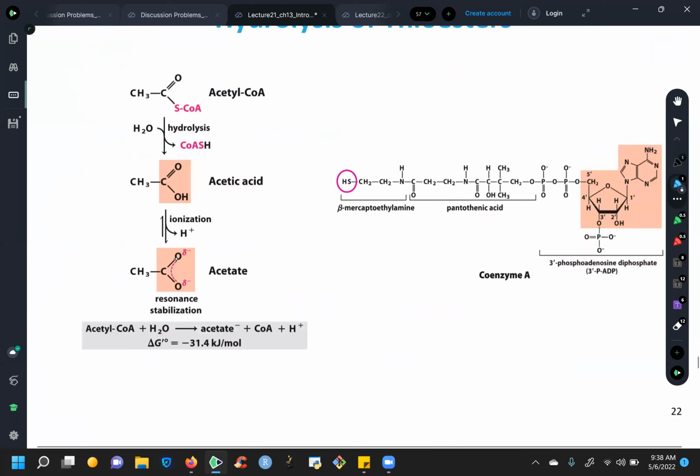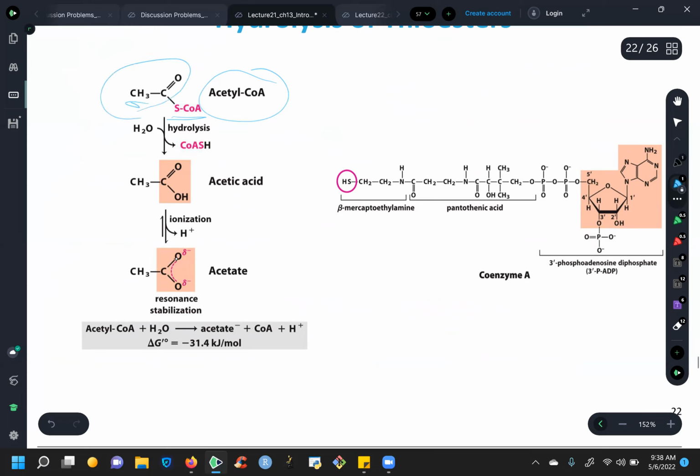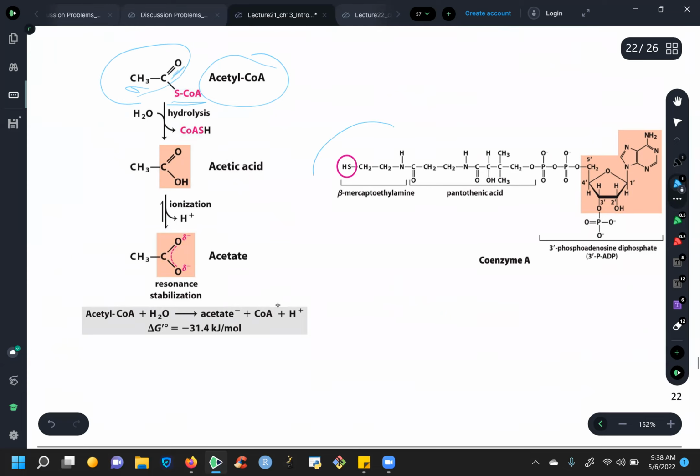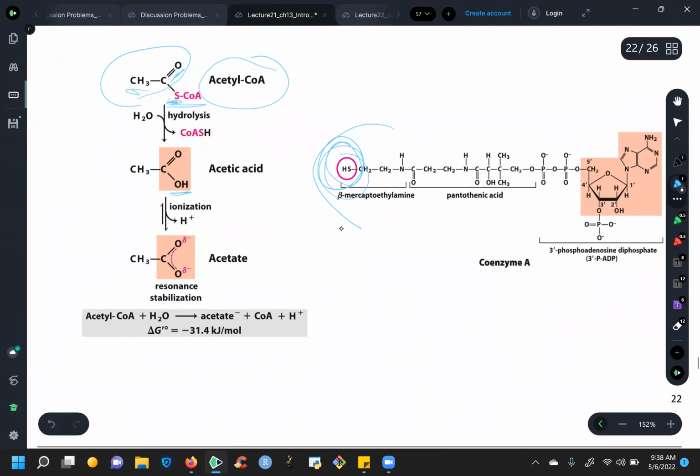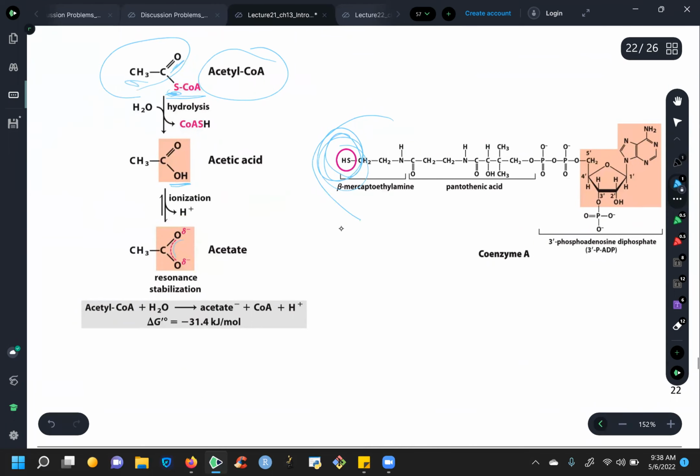Hydrolysis of thioesters. Here's our acetyl coenzyme A. You can see that it has its S, and then here's an acetyl group, CH3, and a carbonyl. And then we have acetic acid. This is what the whole molecule looks like for coenzyme A, so we just don't draw it out. We only focus on this little group, the SH, and that's what we draw whenever. Okay, acetic acid, where we have the alcohol, and then we have acetate that is resonance stabilized. Minus 31.4.